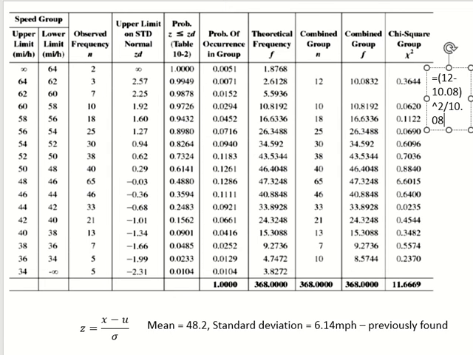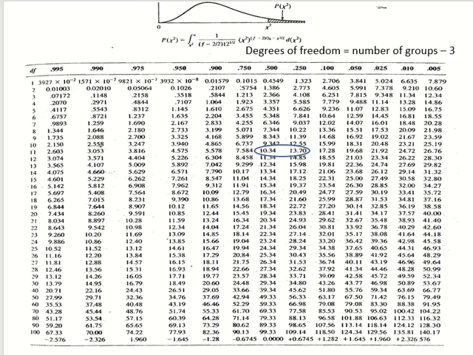Clear? So you do this for each group, and then in the end, what do you do? Total. 11.669 is the total. Clear? Any questions? Now what do I do with this total chi-square? I go to a chi-square table. Like we had the Z table, we have the chi-square table.